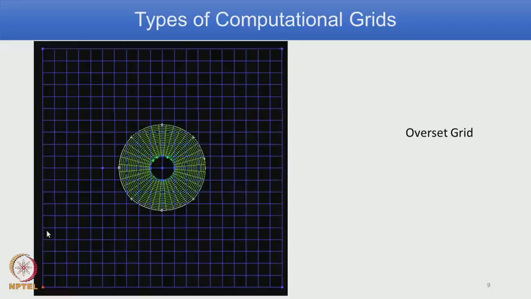One more example is overset grid. As you can see here, the background blue color is a uniform mesh, and then there is a body fitted O type grid that is embedded over the background mesh. This is what is known as an overset grid.